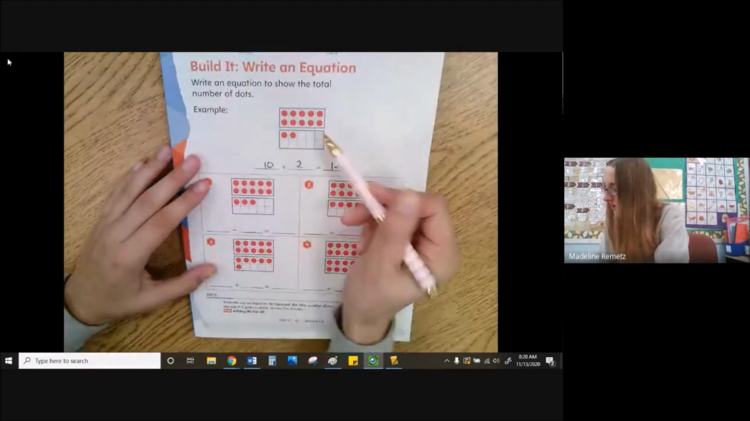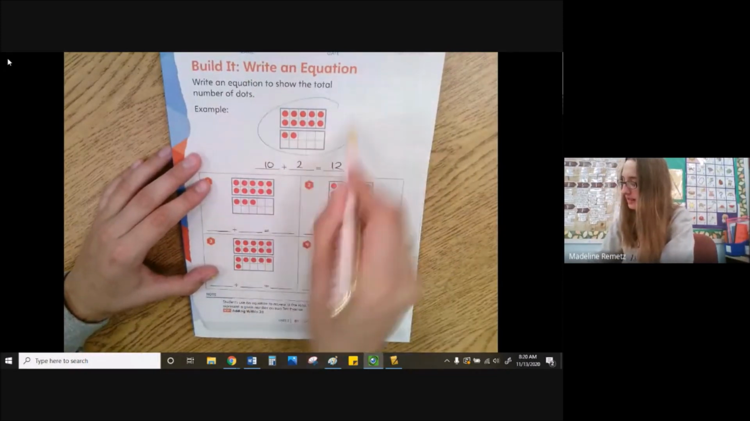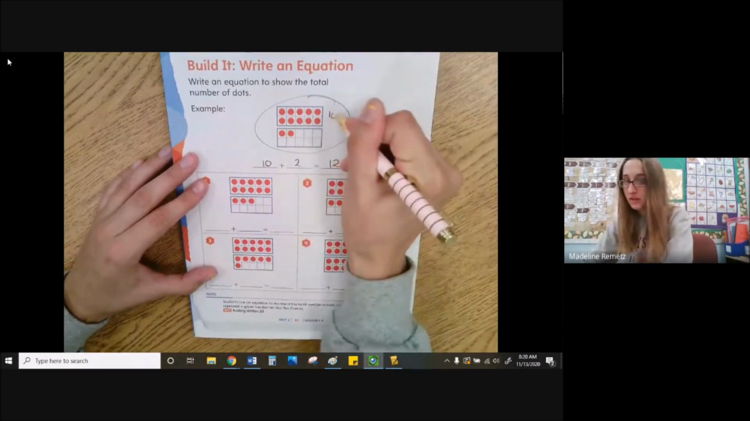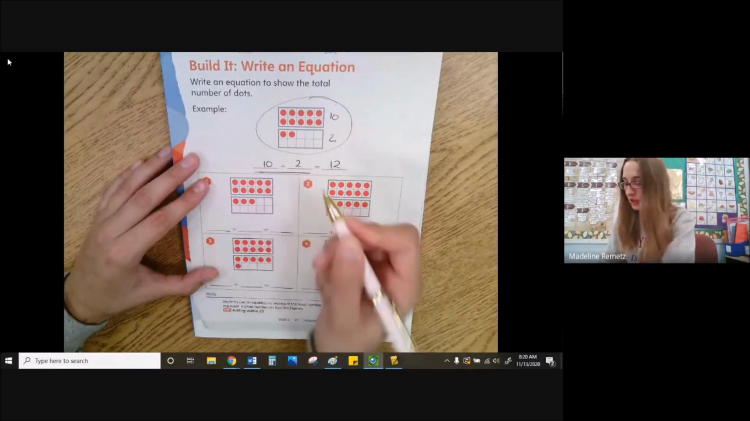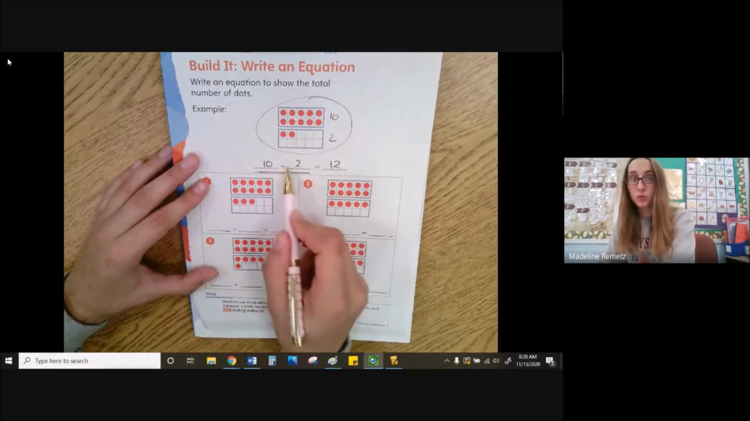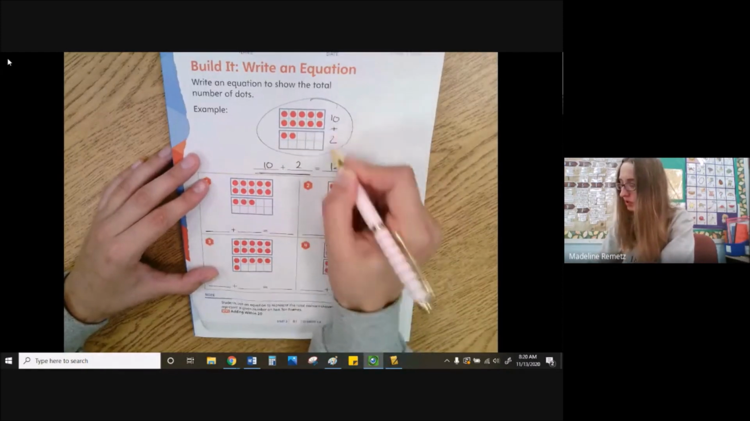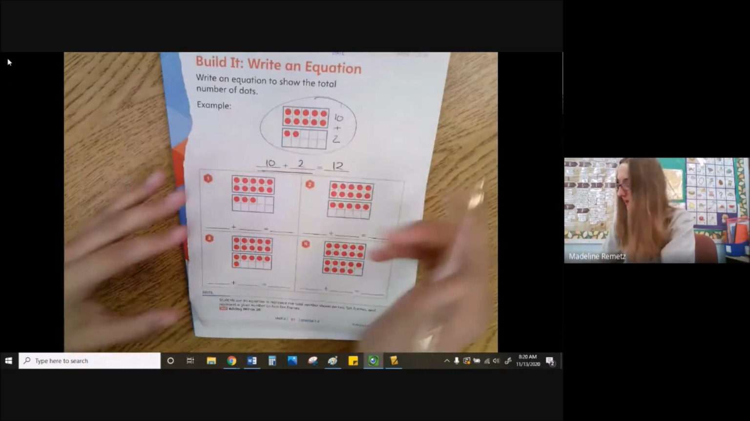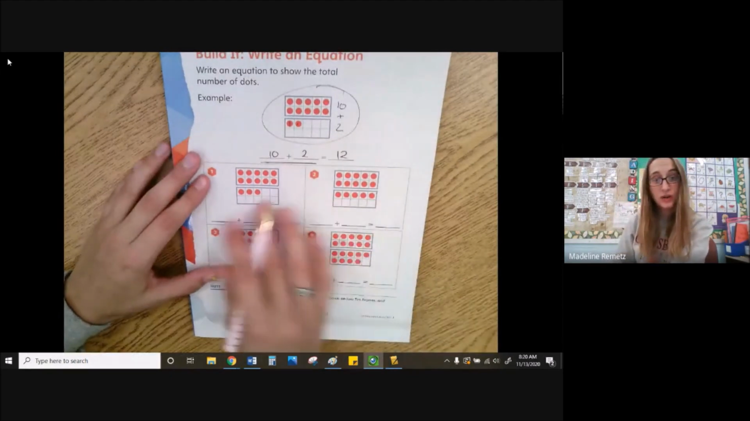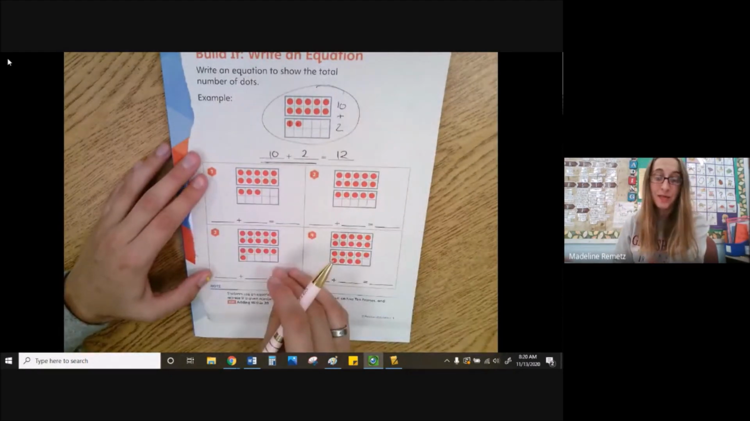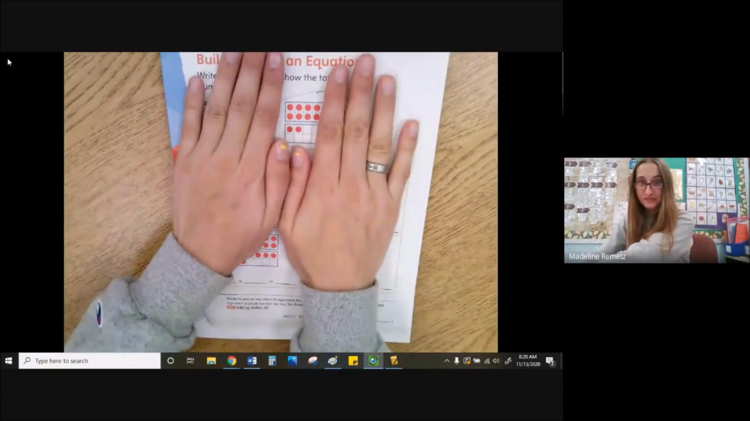It says here, write an equation to show the total number of the dots. So here you had a 10 and a 2, and you have to make that into an equation. Remember, an equation is what plus what, or what minus what equals the answer. So they said 10 plus 2, because you're adding, you're building a bigger number, equals 10, 11, 12. There we go. Now you're going to do these 4 questions by yourself, and then I'll go over the answers. Go ahead and pause the video.